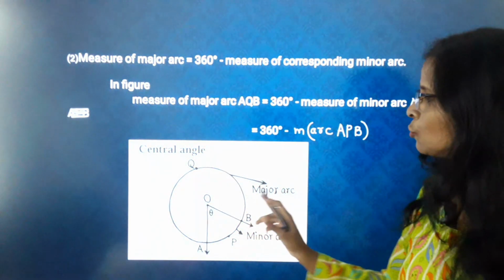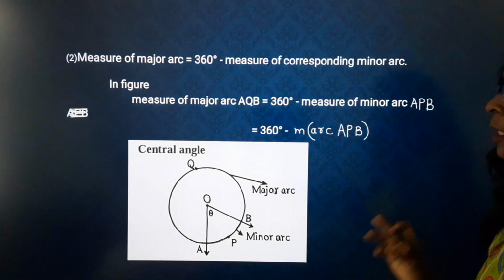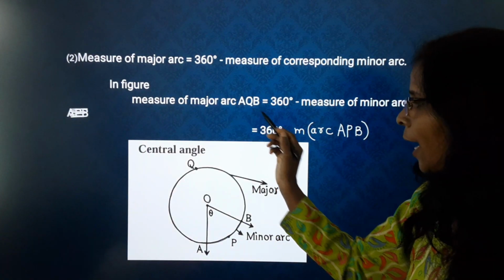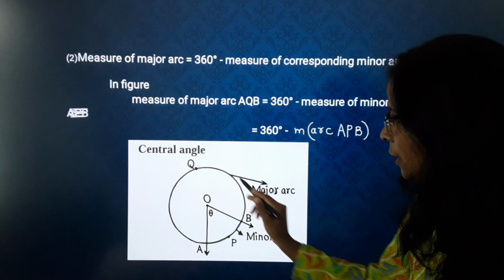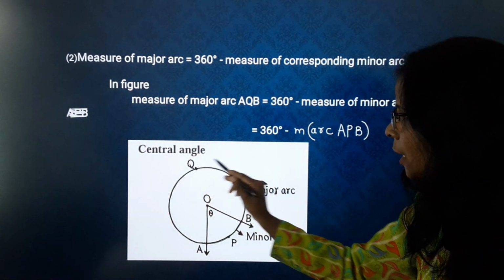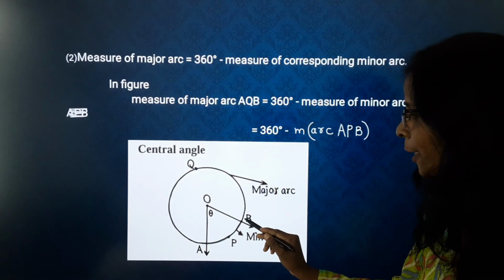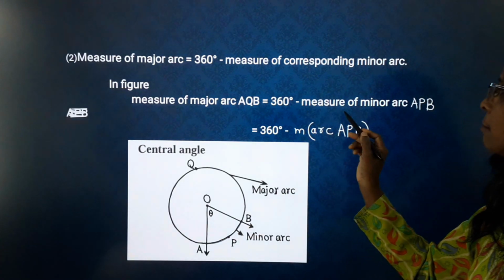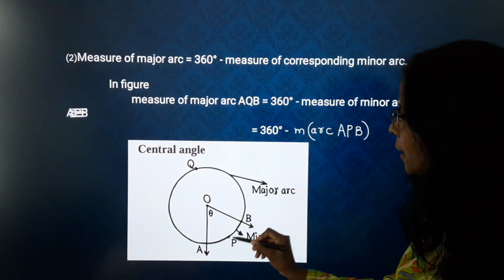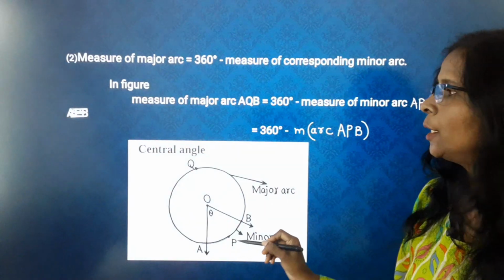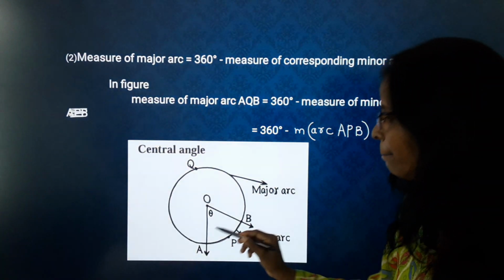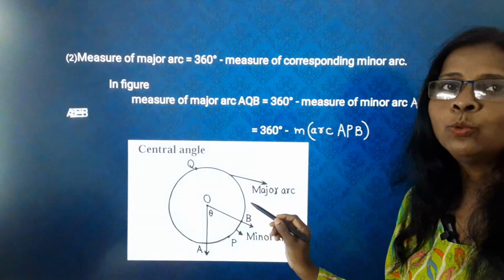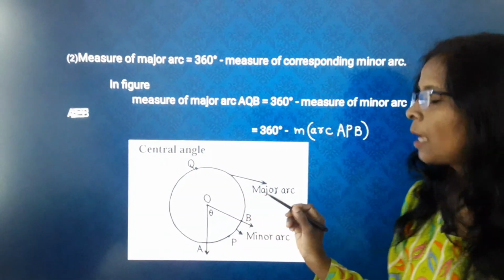So from this we can formulate that the measure of major arc AQB, the major arc being AQB, is equal to 360 minus the measure of minor arc APB.